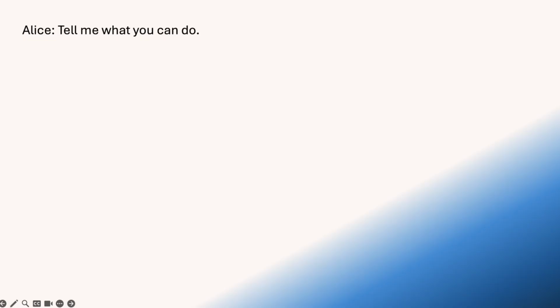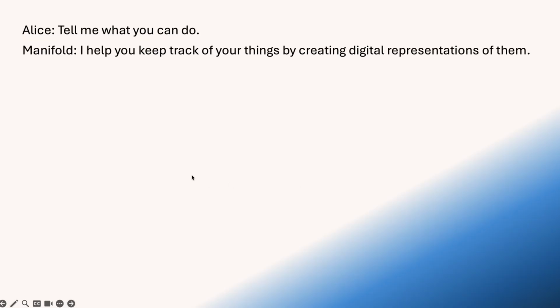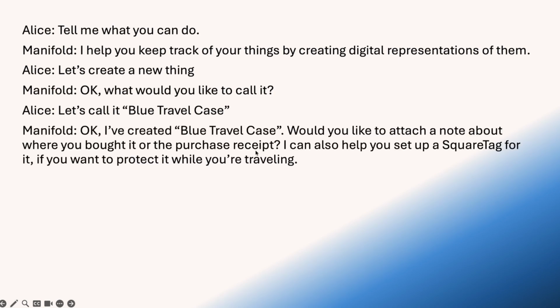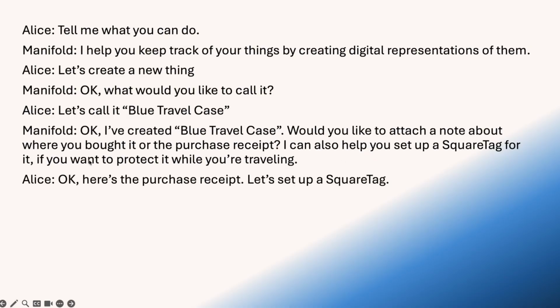There aren't any drop-downs, there's no tabs, there's no hidden settings. Alice just asks, "What can you do?" Manifold responds. Alice says what she wants to do. Manifold asks the right questions and guides her along. Alice responds, and Manifold does multiple steps to create it and then suggests some next steps that Alice could take, adding a purchase receipt, adding a square tag.